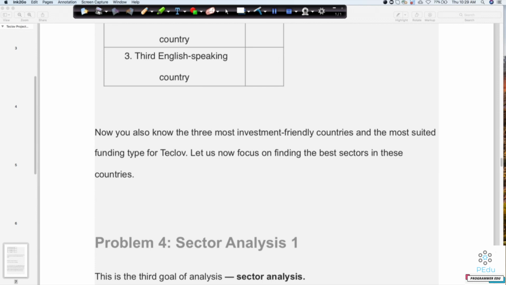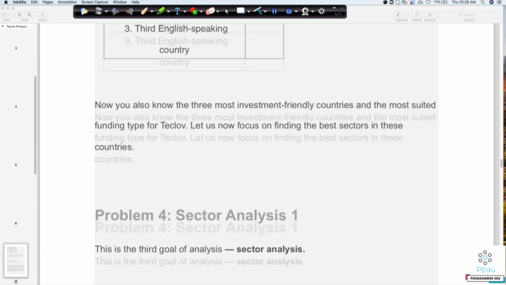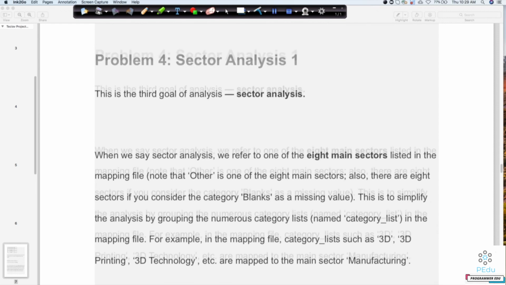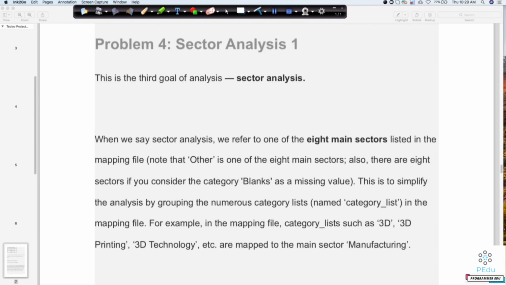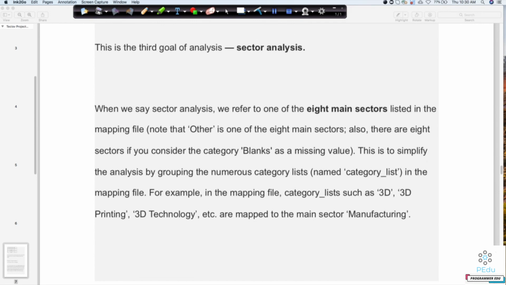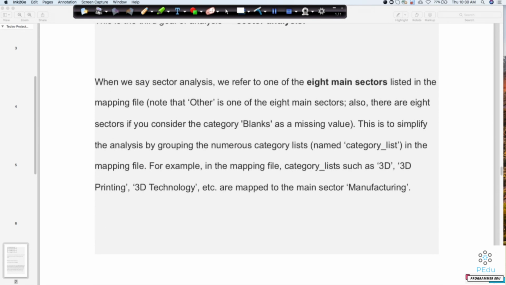Now you also know the 3 most investment friendly countries and the most suitable funding type for Teclov. Let us focus on finding the best sector in these countries. Now let's go to problem number 4, which is your sector analysis 1. Now this is the third goal of analysis, which is sector analysis. Now basically here when we say sector analysis, we are referring to one of the 8 main sectors listed in the mapping file. Note that other is one of the 8 sectors as well.